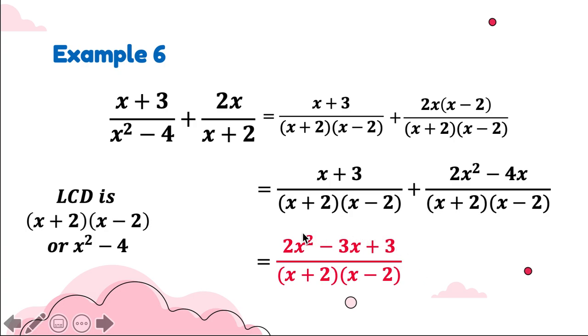But if your numerator is still factorable, then you need to factor it. But 2x squared minus 3x plus 3 is already prime. So, no need for us to write this one in factored form. Or you can also write your answer as 2x squared minus 3x plus 3 all over x squared minus 4.